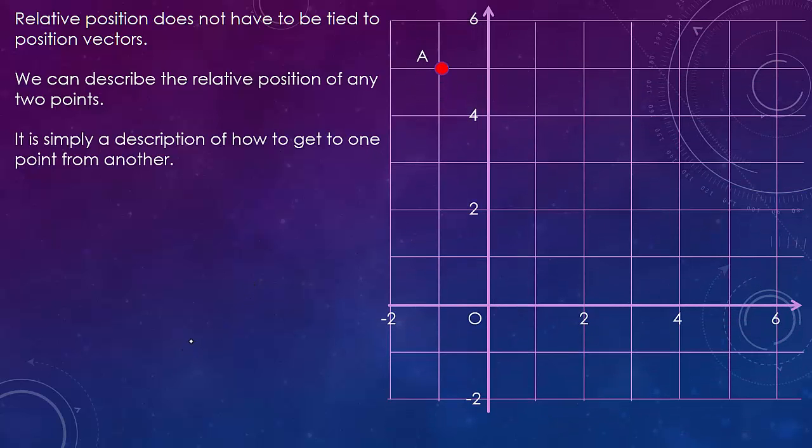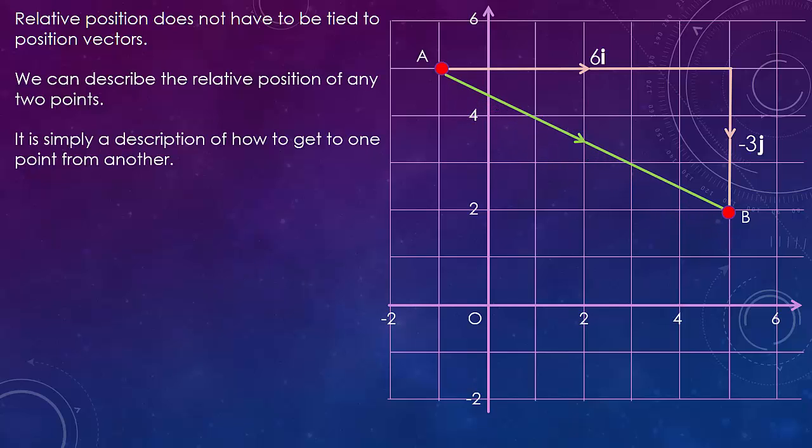So let's suppose we have this point A and this point B. I can get there by going 6 across and 3 down. So that's the position of B relative to A. I'm standing at A and I'm describing what I need to do to get to B.